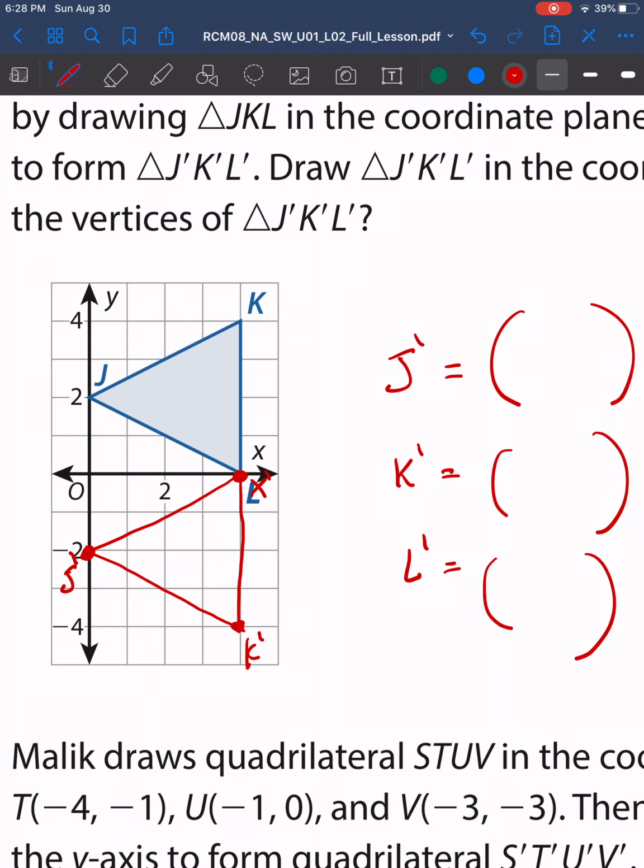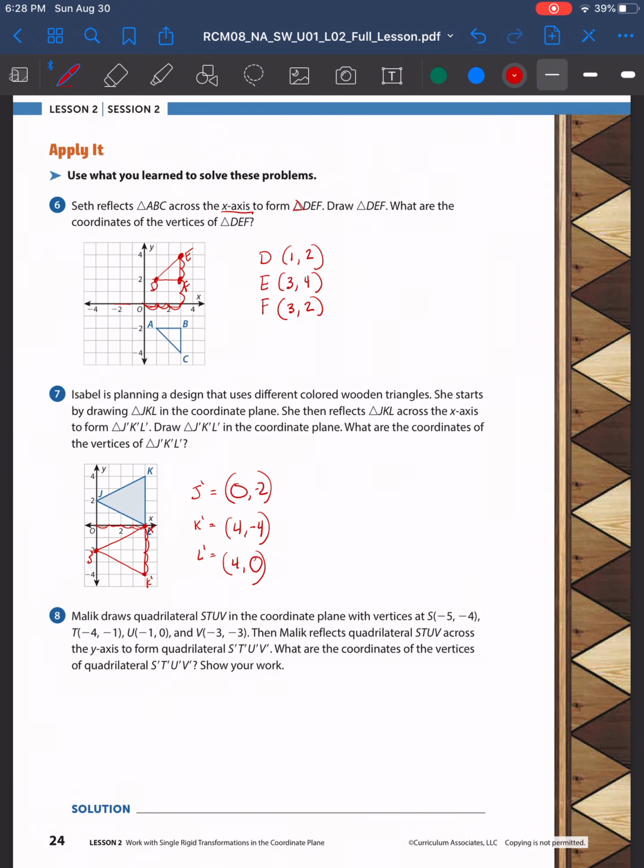Okay, so J prime is down. Oh wait, so we go left and right first. Okay, do we go left and right at all? No, so it's 0. No left and right, but we go down 2, so -2. K is over 1, 2, 3, 4, but then we go down 1, 2, 3, 4. So it's 4, -4. And then L stays the exact same. So we go over 1, 2, 3, 4. And then do I go up and down any? No, so it's going to be a 0. And there's the coordinates for JKL prime.